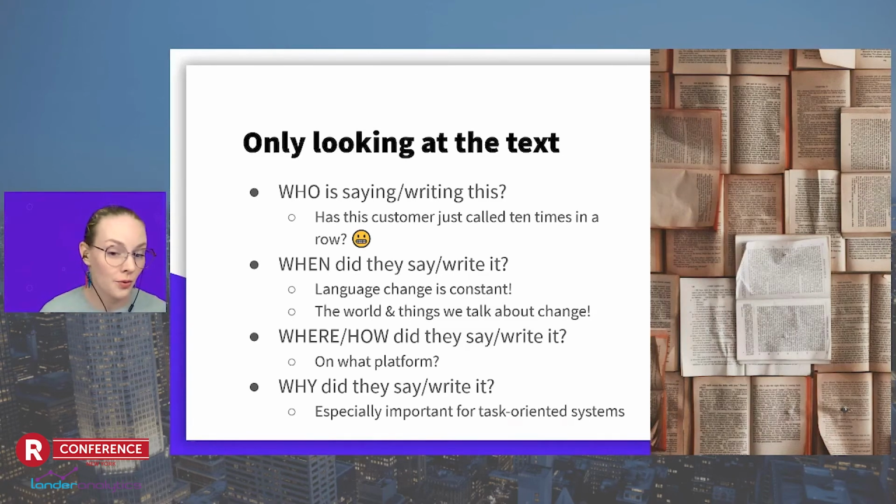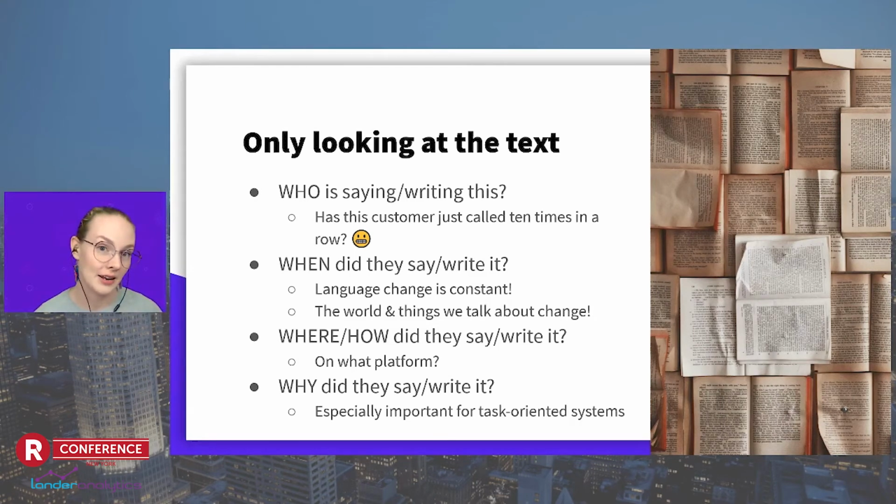And also, the world and the things that we talk about change. So for example, there might be a worldwide event that everyone is suddenly talking about that they weren't 3 years ago, that has changed patterns of language use and that your project needs to account for. Where or how did they say it or write it? So on what platform? I write differently on Twitter than I do in emails, for example. That's going to affect the text that's produced. Is that genre? Yeah, it's genre.